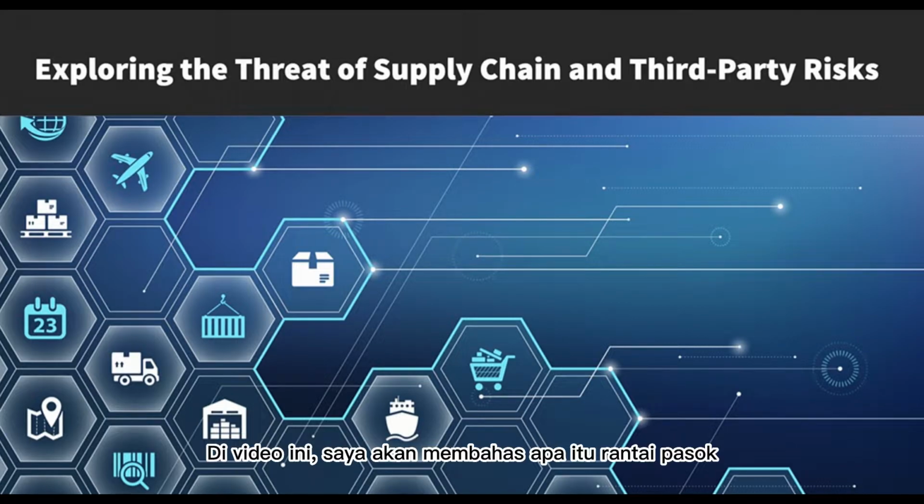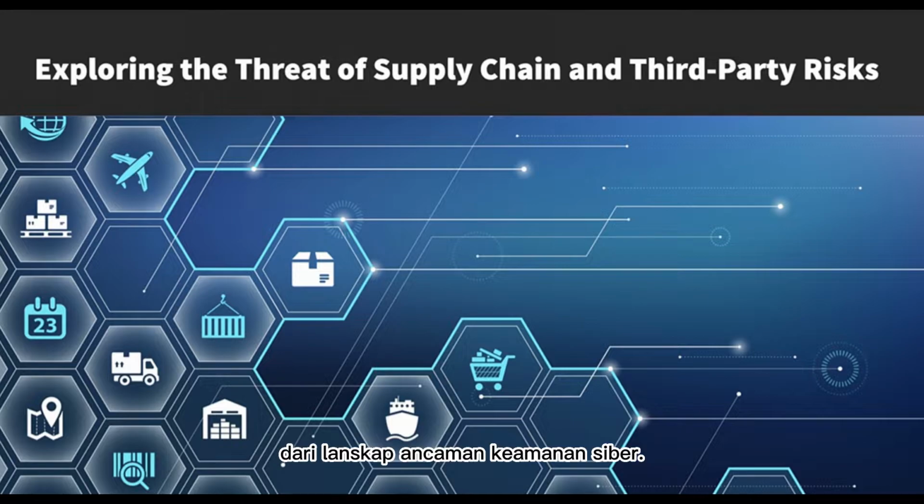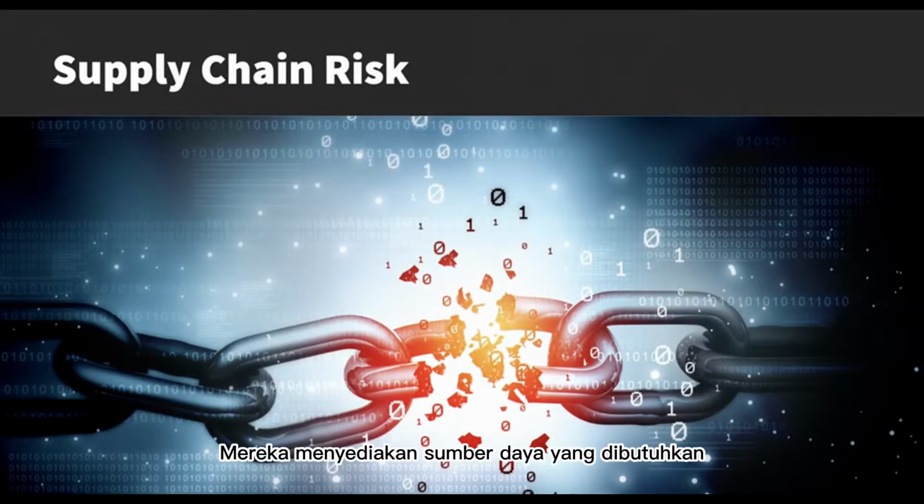In this video, I'll cover what supply chain and third-party risks are and why they're part of the cybersecurity threat landscape. Every organization has suppliers. They provide the needed resources for that organization to function. These suppliers can be software as a service or other technology providers that are critical to your business. And these suppliers have their own suppliers, and those suppliers have suppliers, and so on. If a direct or downstream supplier fails, that could have a negative impact on your organization. That's the idea of supply chain risk.